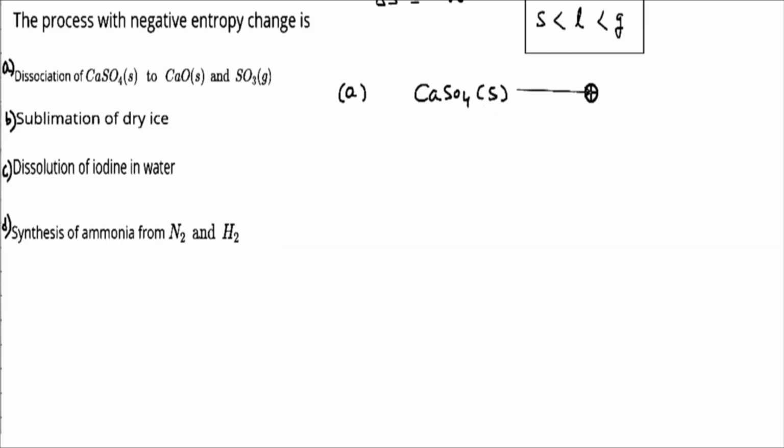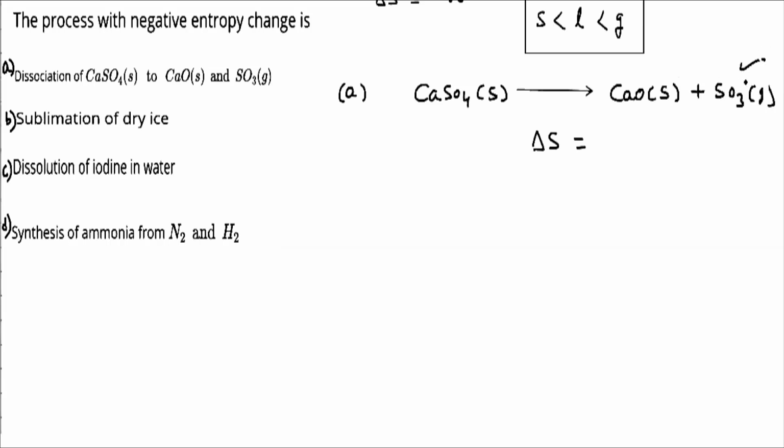Now when this is dissociated into calcium oxide, that is also in solid state, and sulfur trioxide, this is in gaseous state. So now you can easily see that the entropy change, that means delta S here, comes out to be positive, because there is a gas here. If you just subtract, you will see there is more gaseous state.